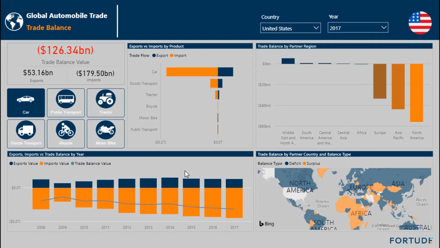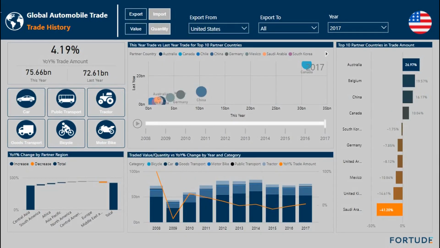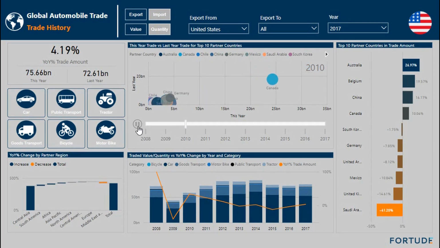With the Trade History page, we could see how the trade relationships have changed over time between any two countries and for a specific automobile type. With the scatter chart, we could click on play and see how the trade has changed over the years for the selected country in terms of its top 10 partners. For example, we could see that Canada has consistently been the biggest trading partner of the United States across all years, although with some fluctuations in its year-over-year change. Similarly, we can see the trend in trade performance, as well as which automobile type has been traded the most and the least each year.